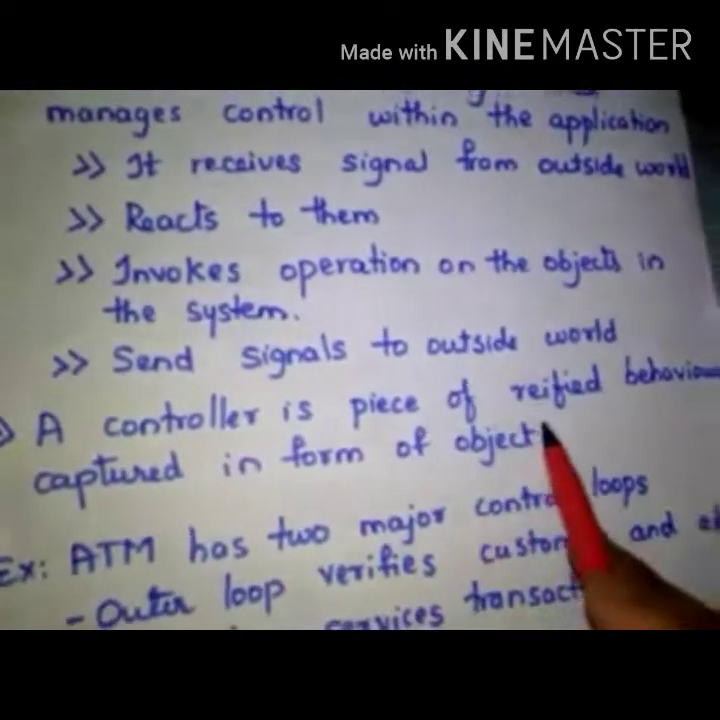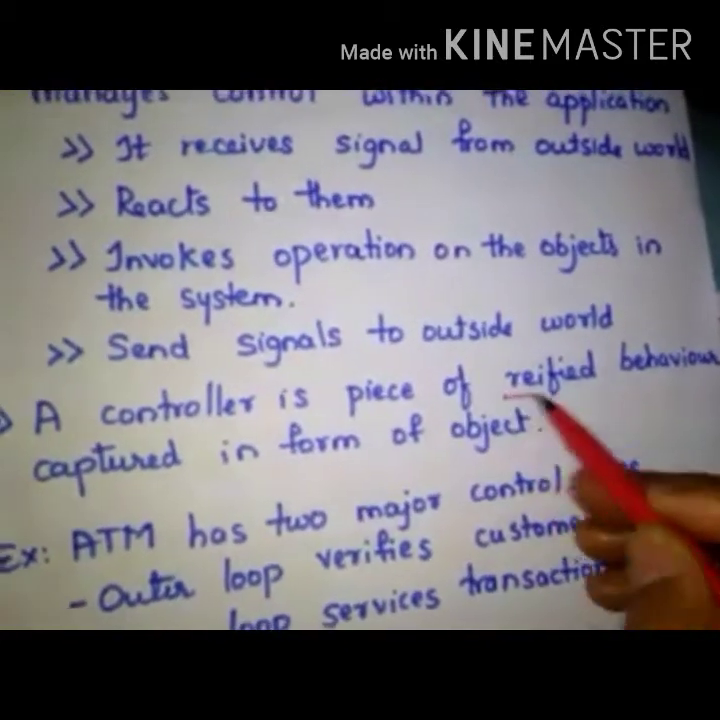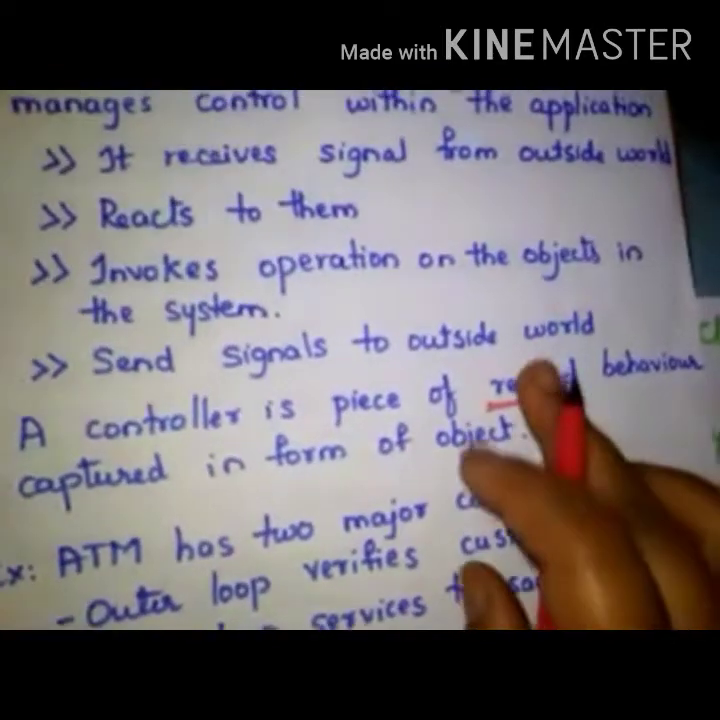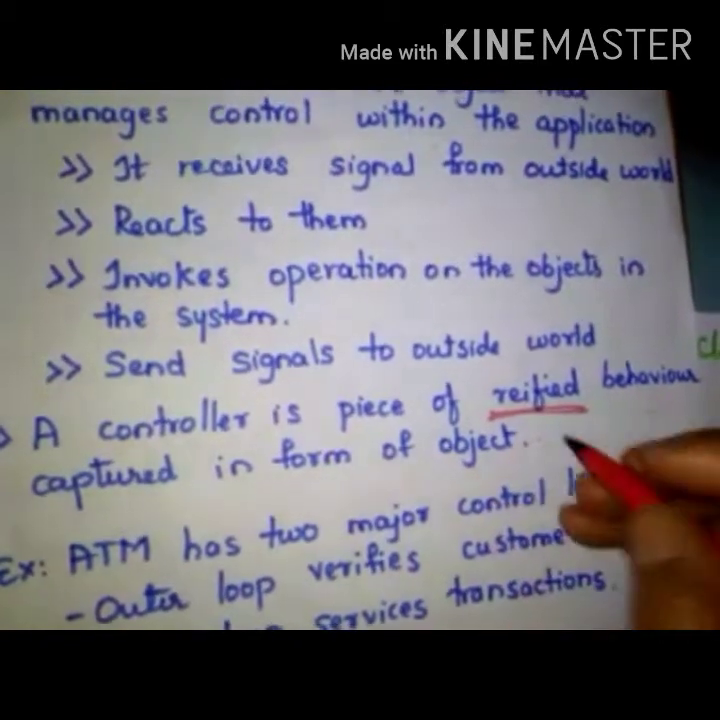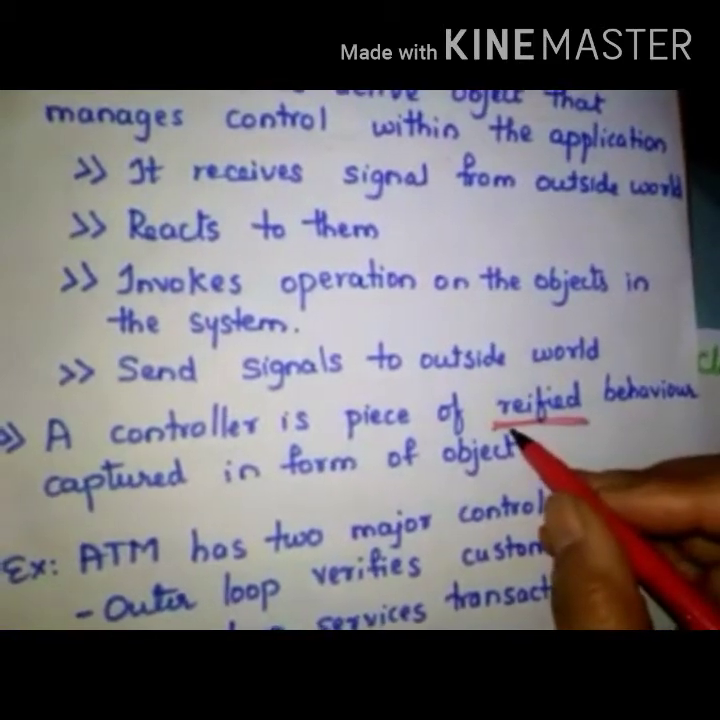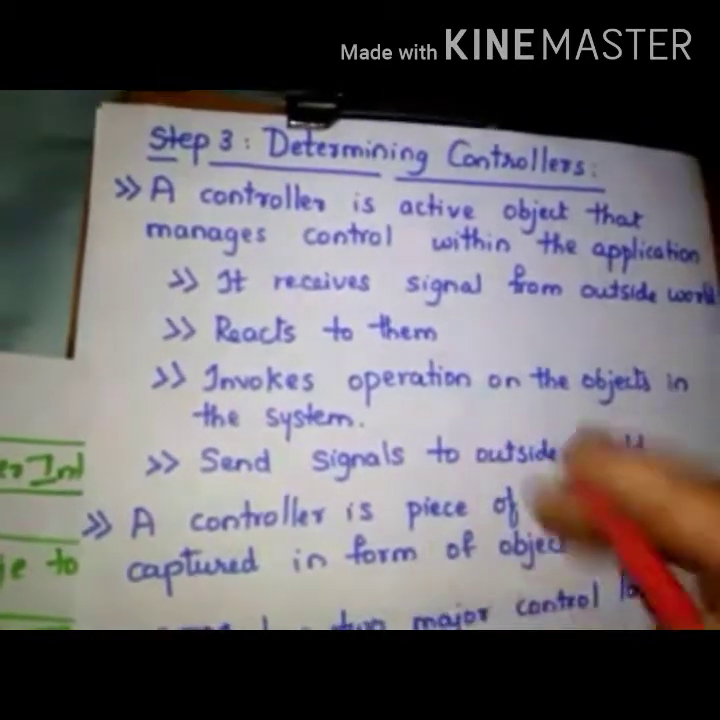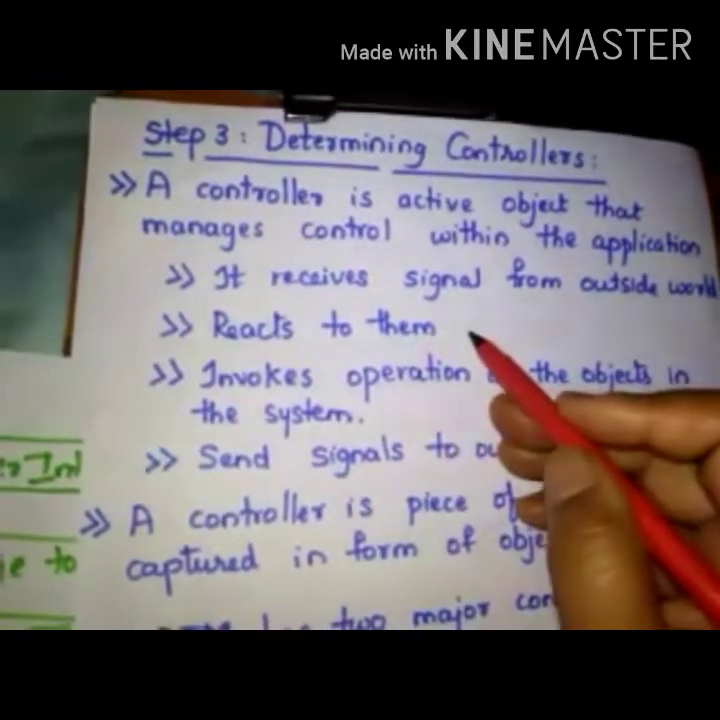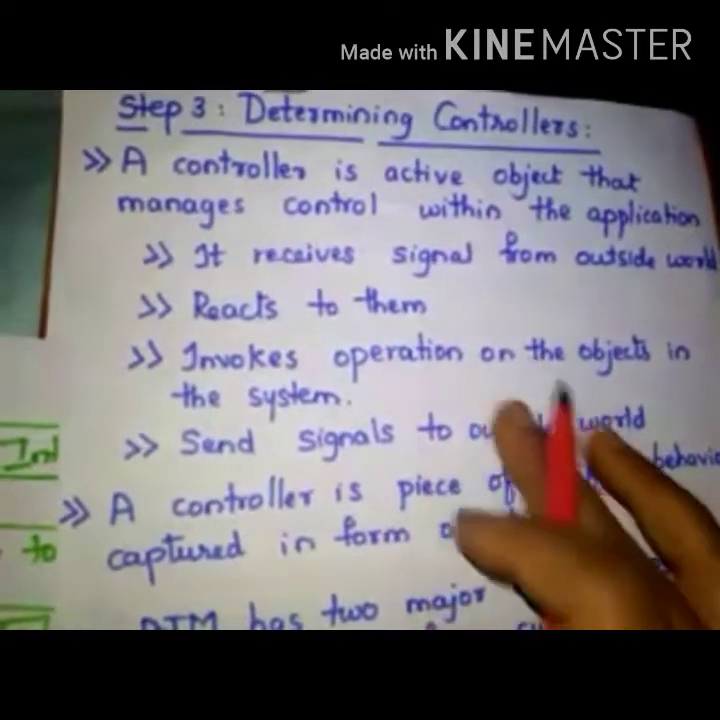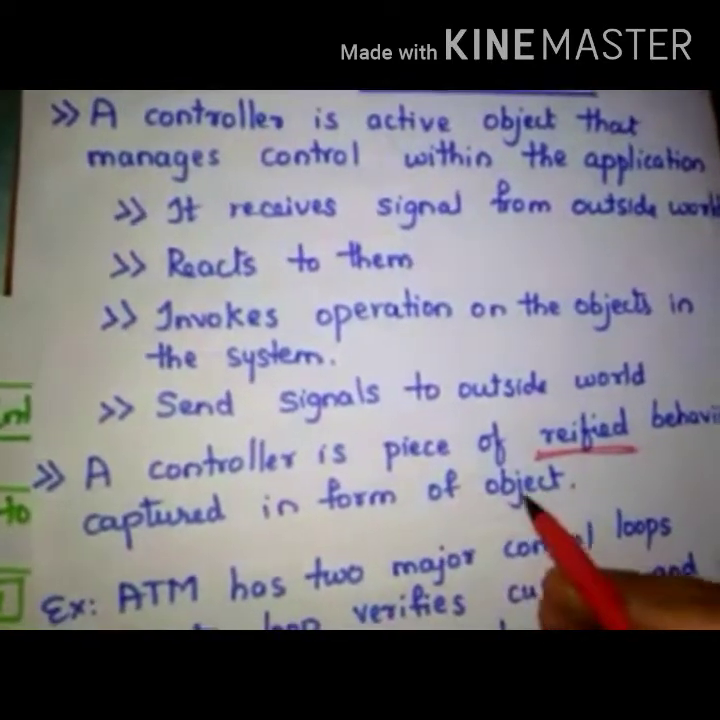A controller is a piece of reified behavior captured in the form of an object. Now we have learned reification in the initial classes of our first module. Reification is about converting a non-object into an object, that is, converting something which is not an object into an object. Now all these things are operations, right? So receiving a signal is a task, reacting to them is a task, invoking an operation is a task. Now I am converting them into an object. So this is reified behavior captured in the form of an object.